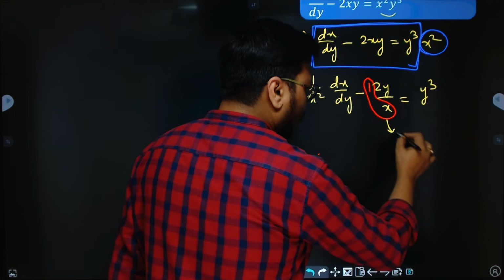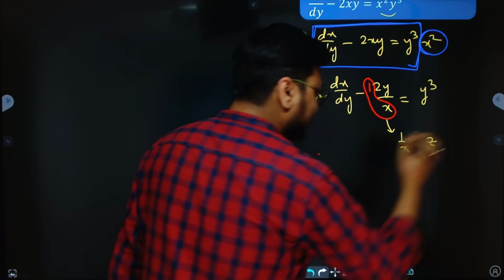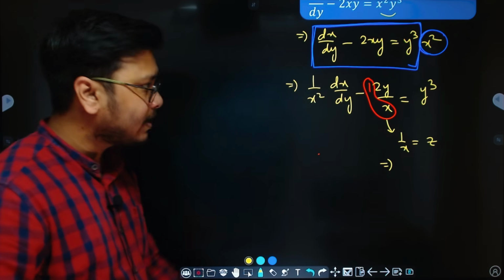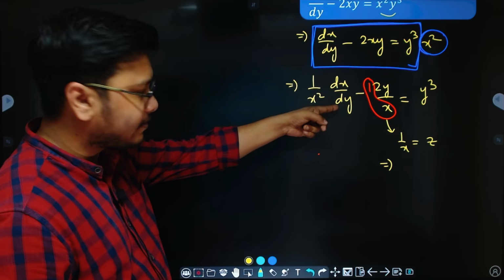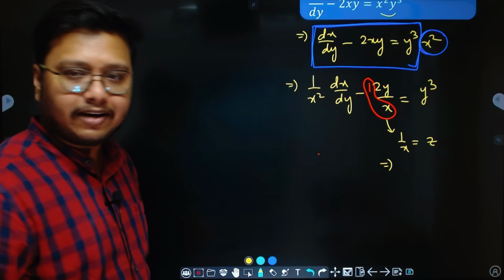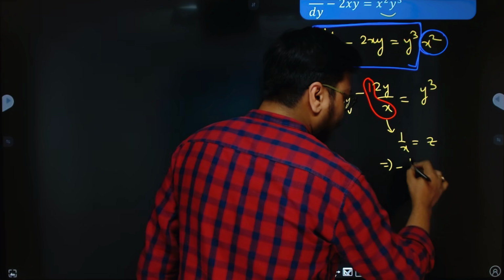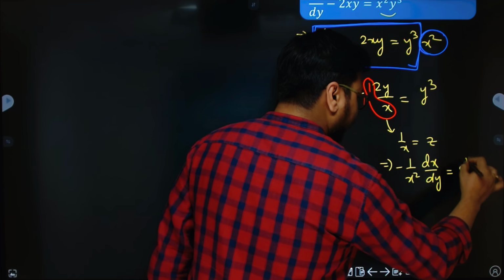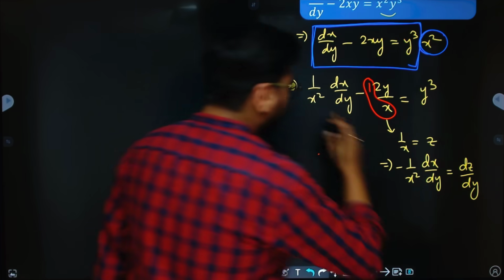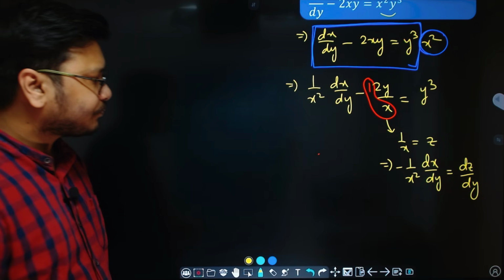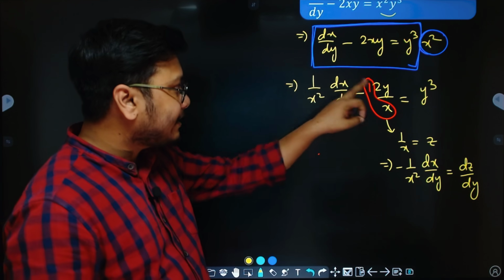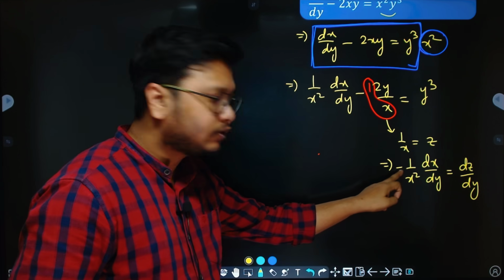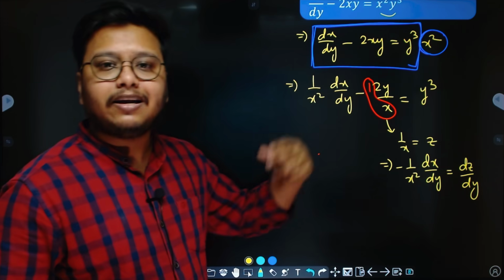I'm going to take 1 by x as z. So if I do this derivative with respect to y, because over here you can see the derivative is with respect to y, it will be minus 1 upon x square dx dy equals dz dy, right? So I need to get rid of the minus sign. If I had considered this minus sign in my substitution, then this minus wouldn't have been there. It would have been a little easier.